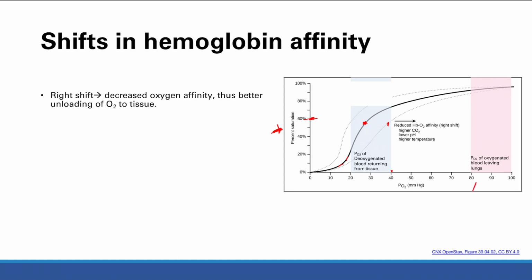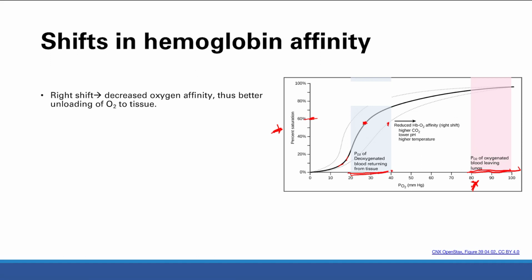Now, I also want to point out a couple other things. Note where we're operating on the curve. The partial pressure of oxygen in oxygenated blood leaving the lungs is here. It's very high, very high. And then the partial pressure of oxygen in deoxygenated blood returning from tissue, so after the tissue is taking up all the oxygen, is up here.